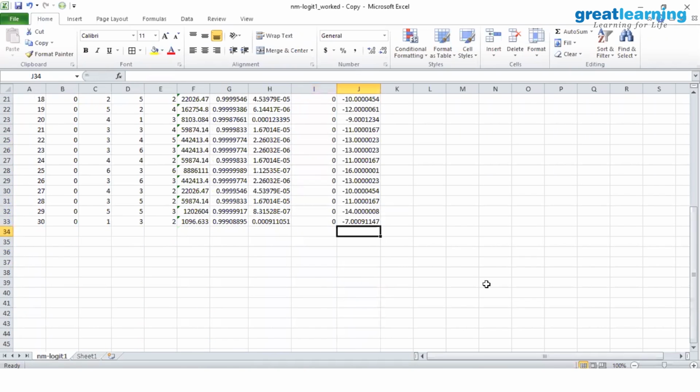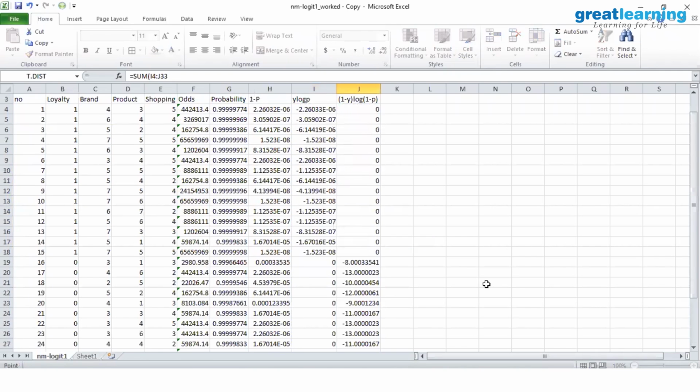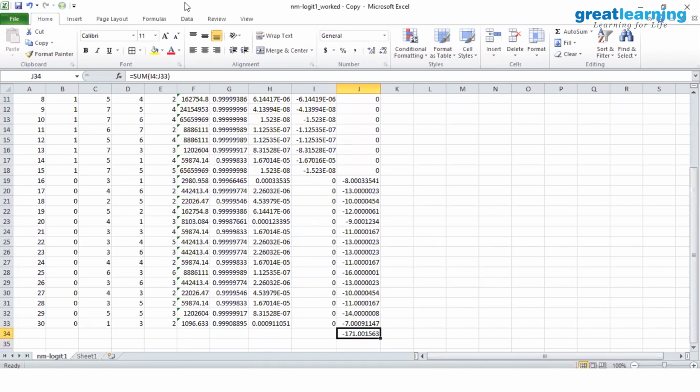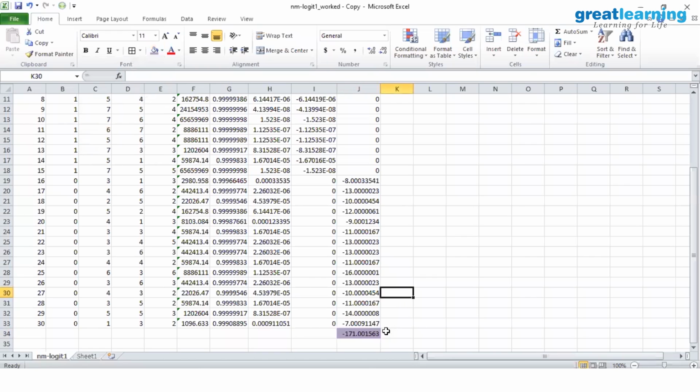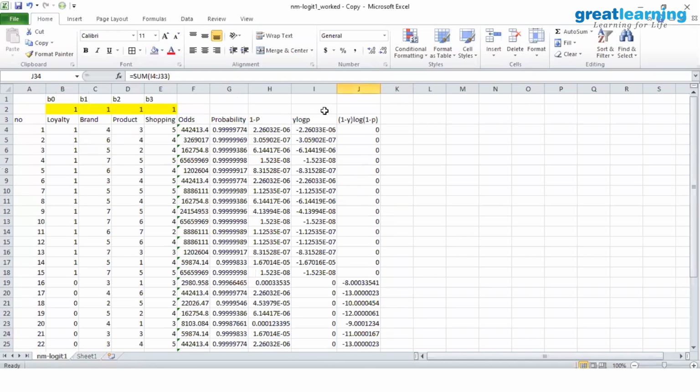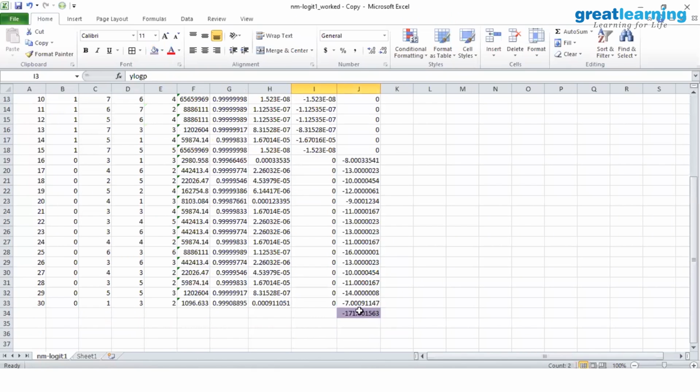Now I'm going to sum up all the values here. If you had seen the formula given by Mr. Mukesh, he would have done the same thing, but I'm just using Excel to tell you. Now we have summed up all the y log p and 1 minus y log 1 minus p.